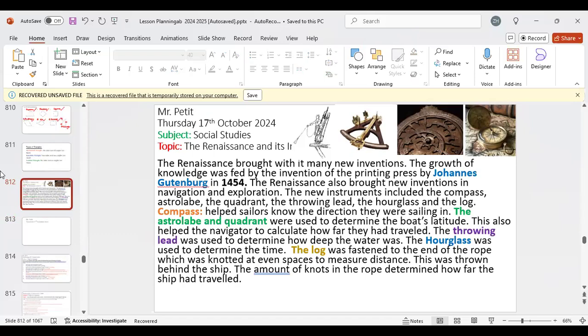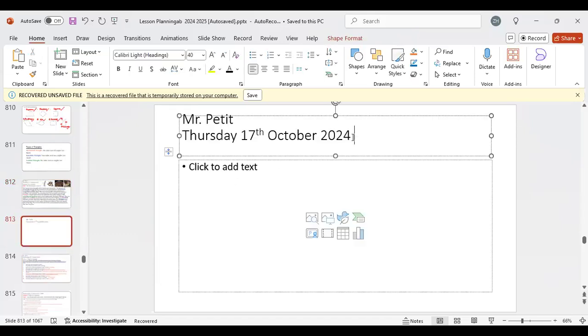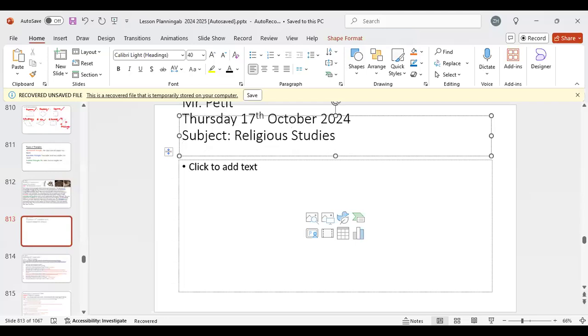All right. So we're on religious studies now, right? The subject is religious studies. The topic is, of course, what should we be doing now for RK?